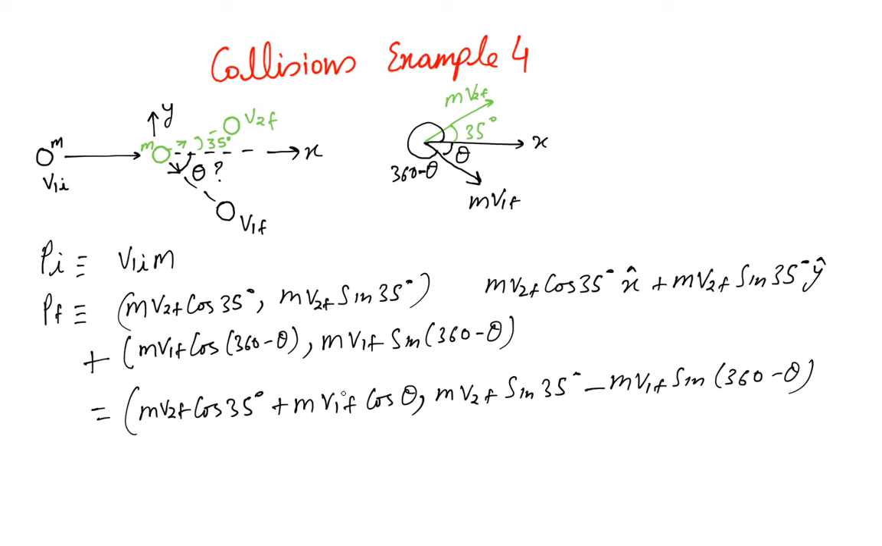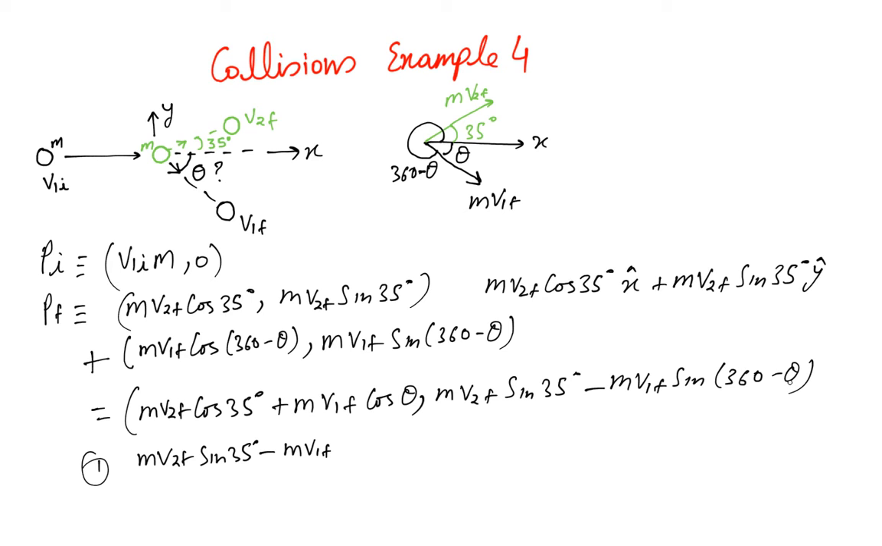Okay, so this should be the same as that. Let's talk about this one. You see this is actually comma 0. There is no momentum in the y direction. So the first equation we get, let's talk about y. It gives us m v2f sine 35 degrees minus m v1f.